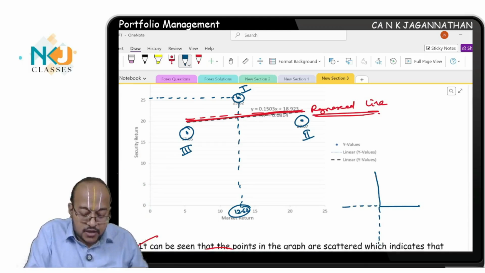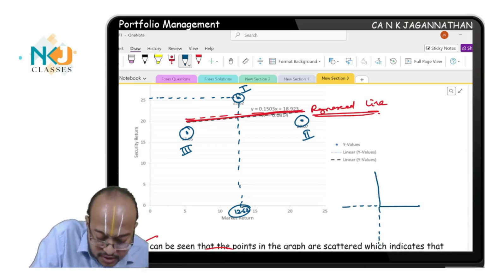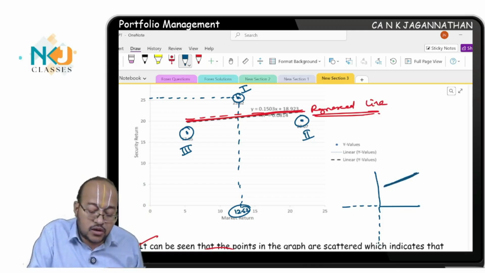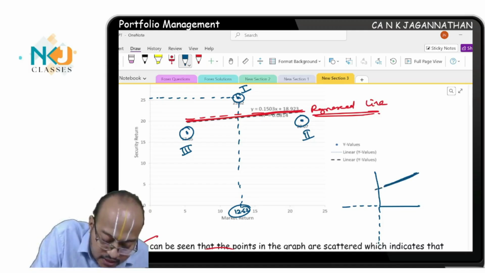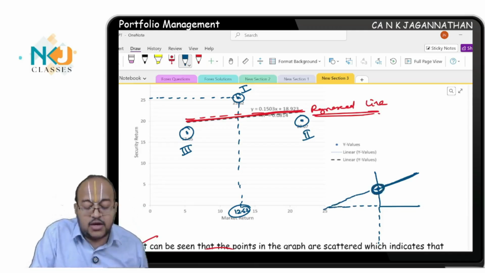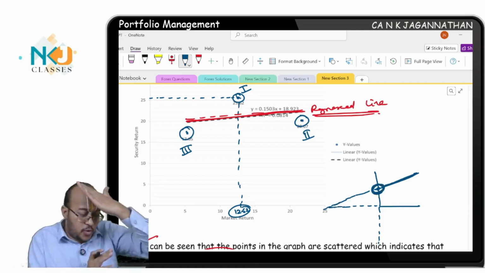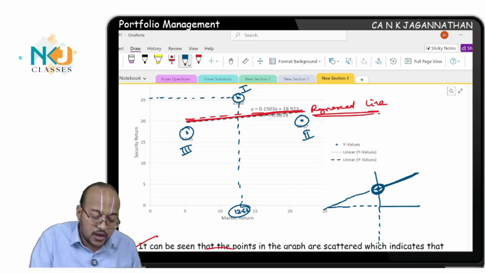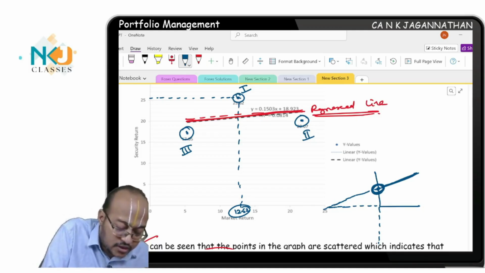Are you listening? Now, if you get a line of best fit like this, what you should do is extend it. If you keep on extending, it will go like this, and you will have the intercept value here. Are you understanding at what point it is intercepting the y-axis? This is the intercept point. So this is the line of best fit, correct?